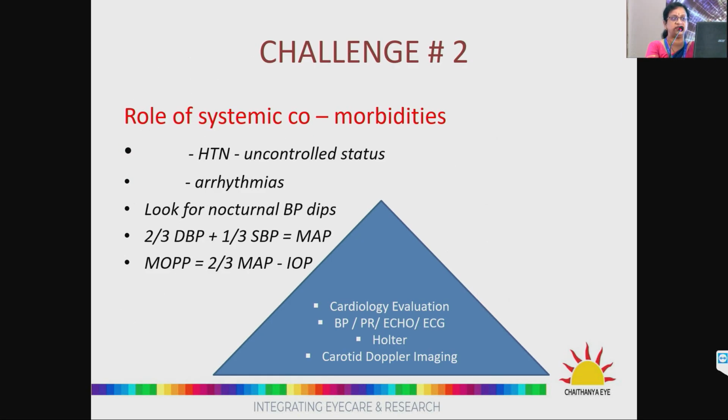So here we learned that control of systemic comorbidities in a case of NTG is very important, especially hypertension control, looking out for other causes, and avoiding the nocturnal dips, because you should not have a low ocular perfusion pressure. When the nocturnal dips occur, you have a risk for a reduced ocular perfusion, optic nerve head perfusion rather.